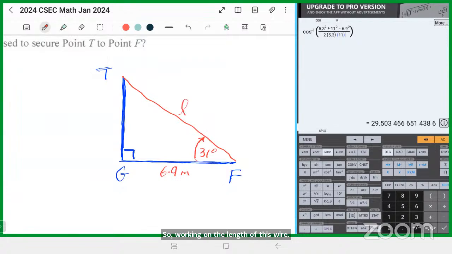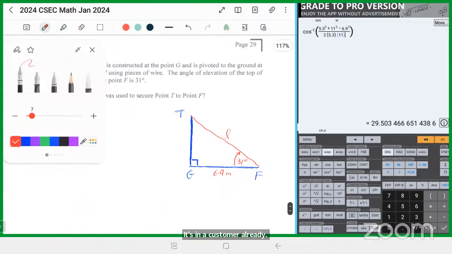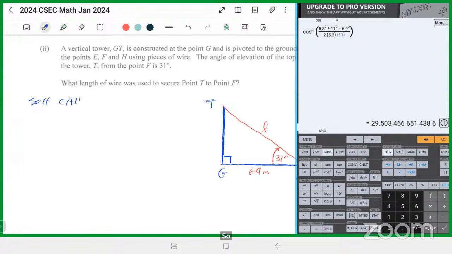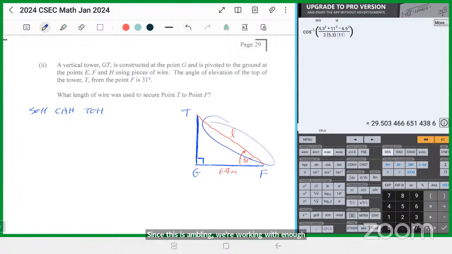We can't use X because we have X in the question already. So which one are we going to use? We use so-called tower because it's the right angle triangle. And in this question, we know the adjacent, since this is the angle we're working with, the angle under consideration. This is the hypotenuse. The L is the hypotenuse.